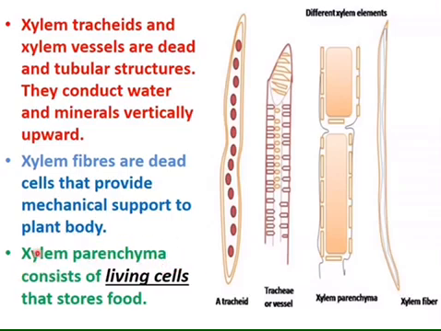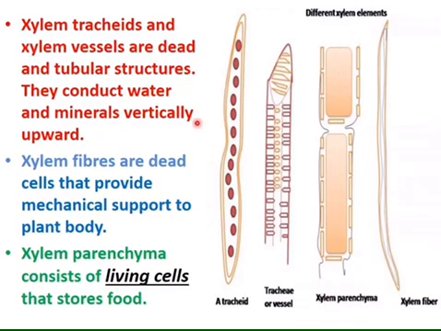So here you can see xylem fibers are dead cells. That is why they provide mechanical support to the plant body. Then the next component is xylem parenchyma, which consists of living cells and stores food. It means out of these 4 cells, only xylem parenchyma are living cells.